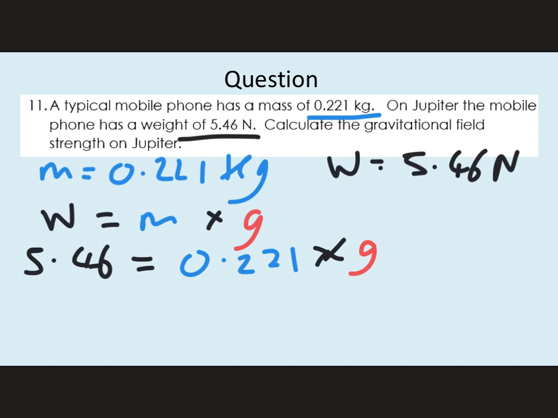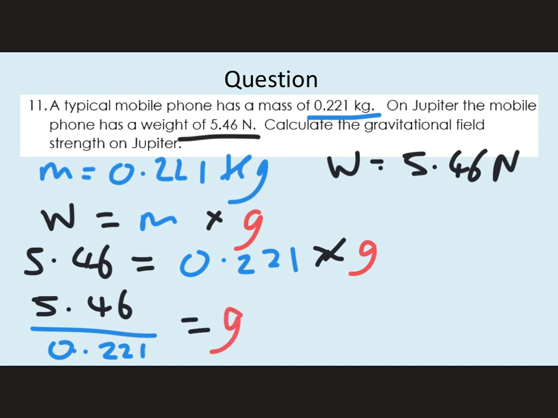So we need to take the times to the other side by dividing. So that's the opposite of a times. So 5.46 over 0.221 is going to equal our gravitational field strength. Now you just need to put those numbers into the calculator to find out what gravitational field strength is. So we're going to do 5.46 divided by 0.221, and that would give us an answer of 24.70588, and it keeps going.